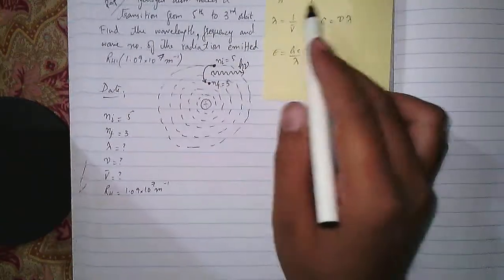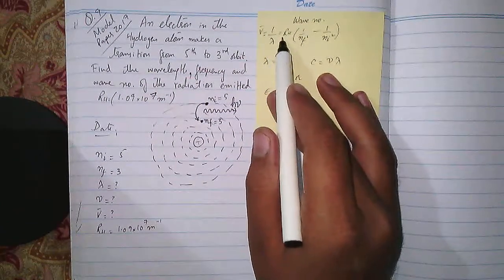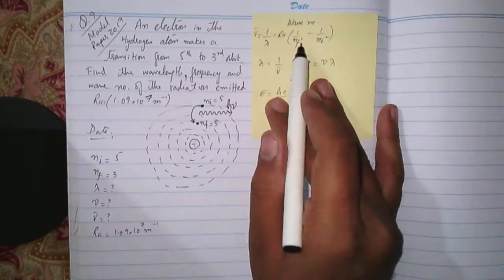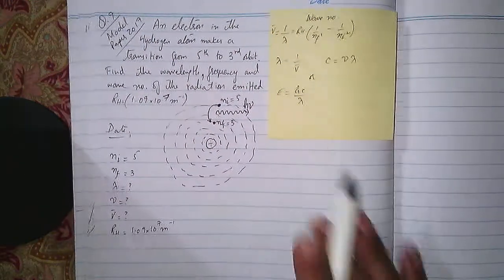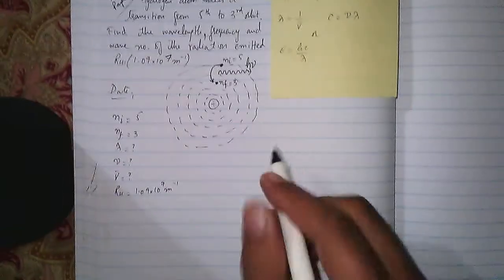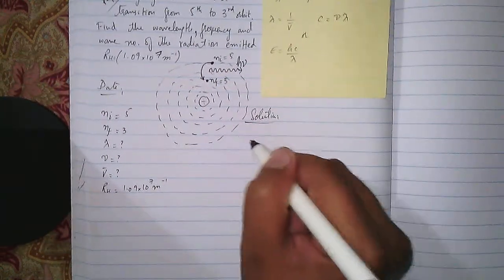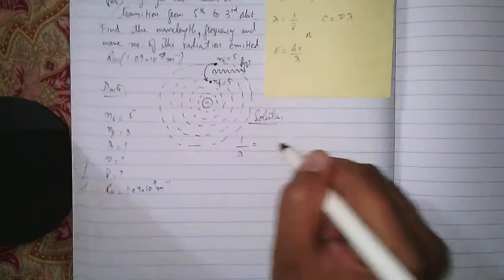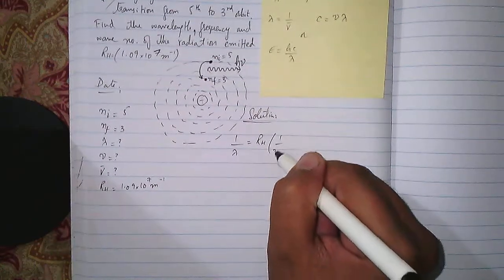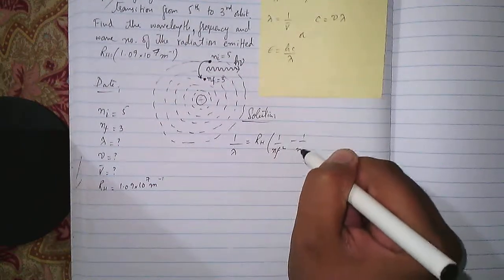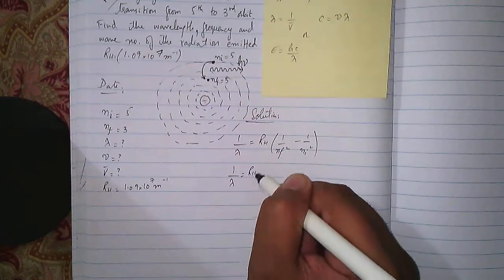तो हम स्टार्ट लेंगे इस इक्वेशन से. This equation we have over here: 1 over lambda equals Rydberg constant into 1 over nf square minus 1 over ni square. So let's begin with the solution. So 1 over lambda is equal to Rydberg constant, 1 over nf square minus 1 over ni square. 1 over lambda is equal to Rydberg constant.